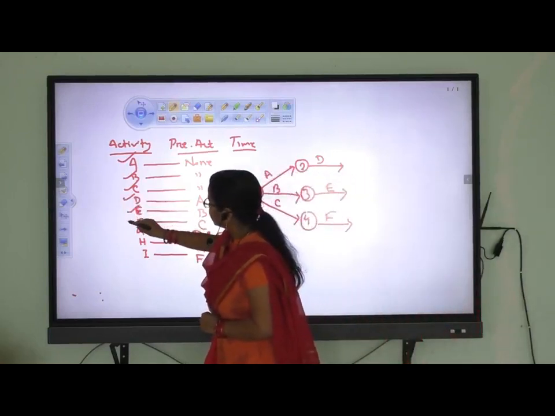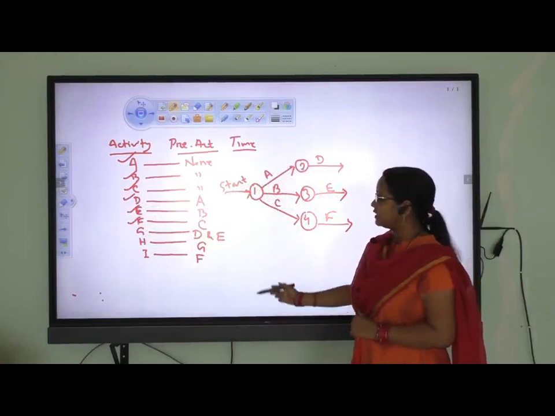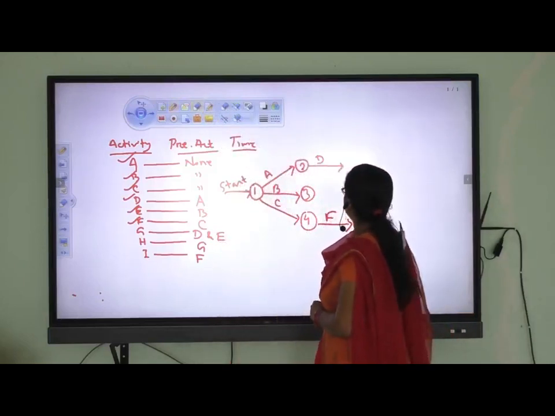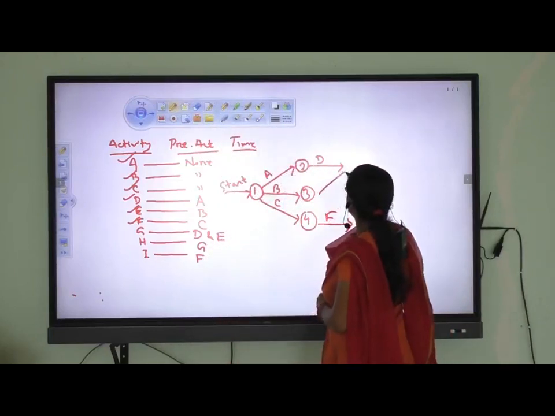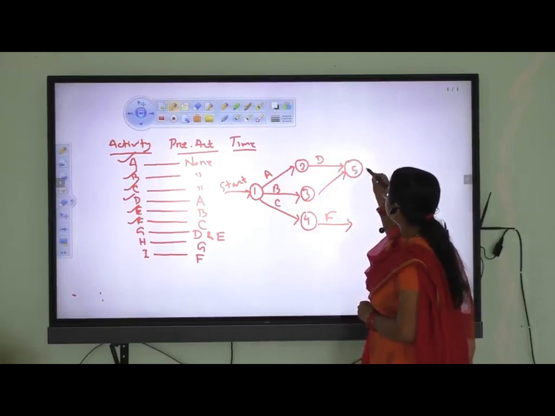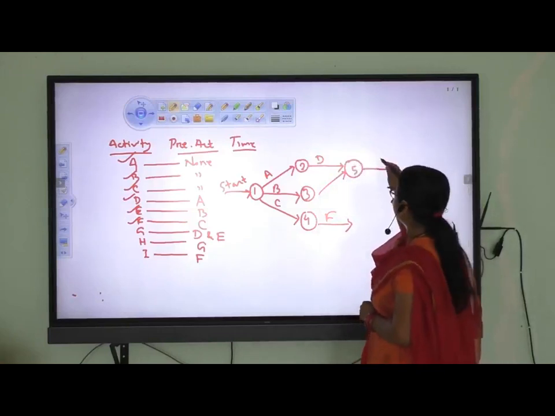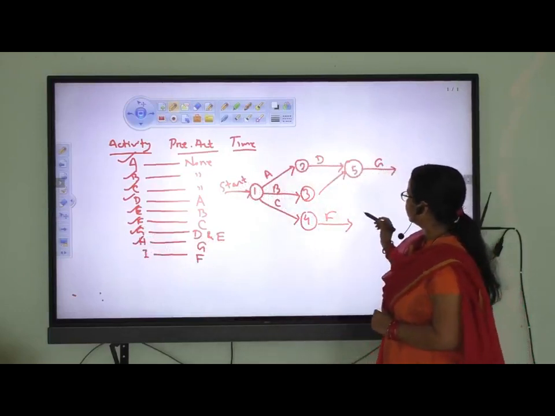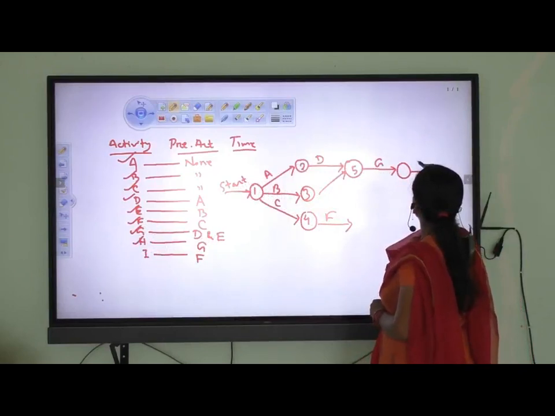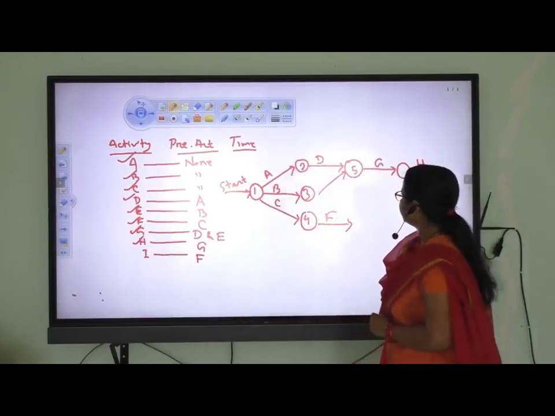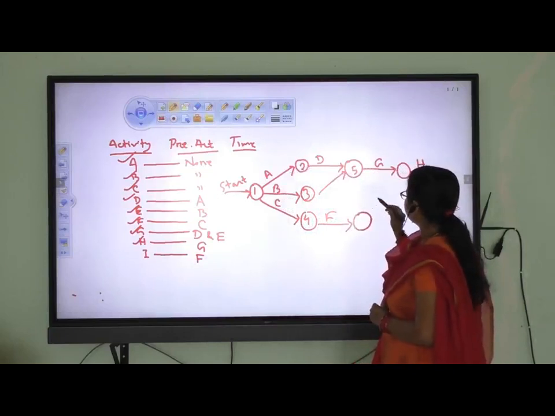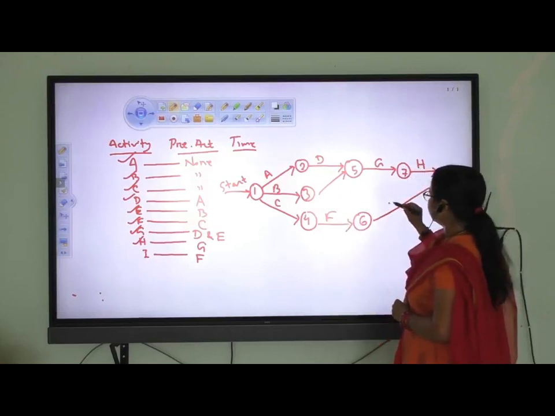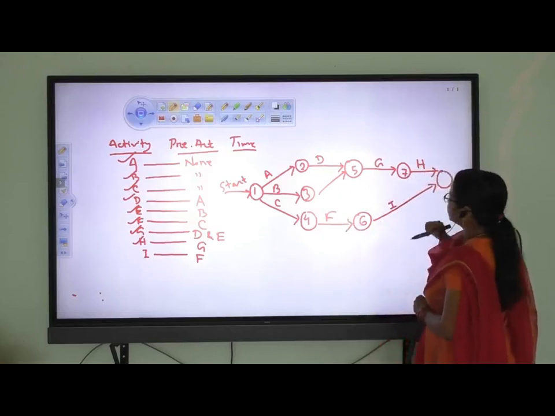Again after these three, then G comes. The prerequisite of activity G is D and E, means these are merging. This is event number 5, and that is the activity G. Then H, the prerequisite of activity H is G, that is H. Then I, whose prerequisite is F. So here I can write 6, I can write 7, and that is I, and that is the finish point.